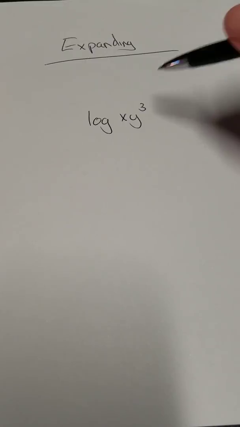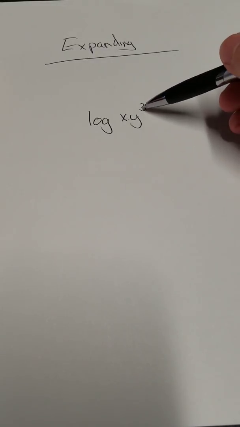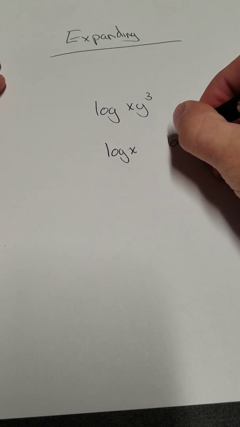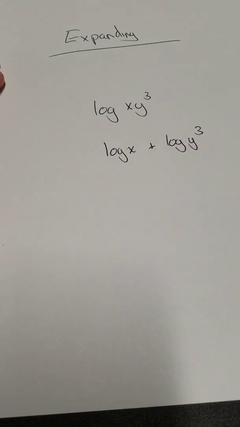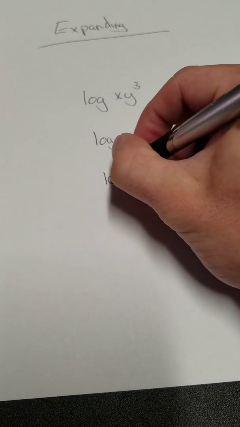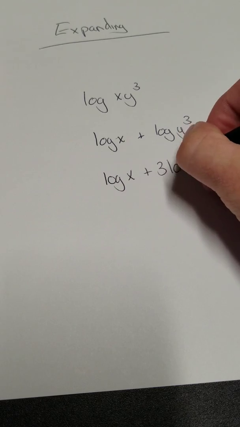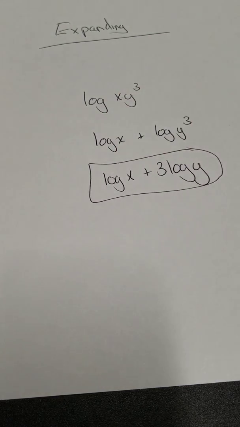Expanding, all the same rules. Okay, so let's say we have log of xy to the 3rd. Okay, now we're going to write it out long ways. Well, there's two things happening here. We're multiplying them together, okay, and then this one has an exponent. So let's just undo the multiplication. Well, they were multiplied, so now we can add. And now the number up top is going to go down in front. And that's the expanded form of that, okay? So we're just going backwards whenever we're expanding these things.